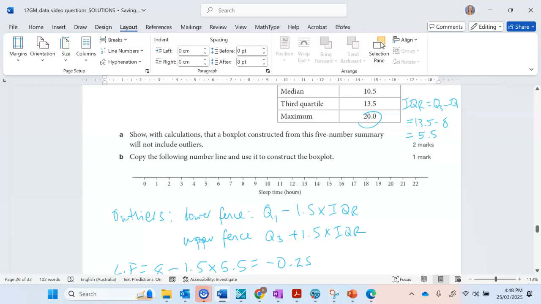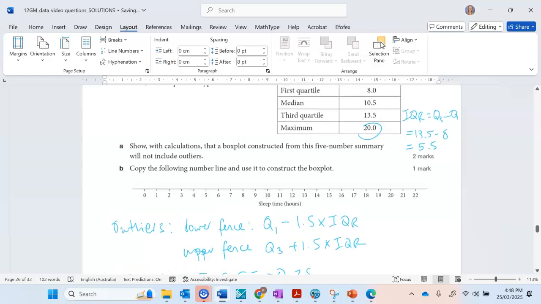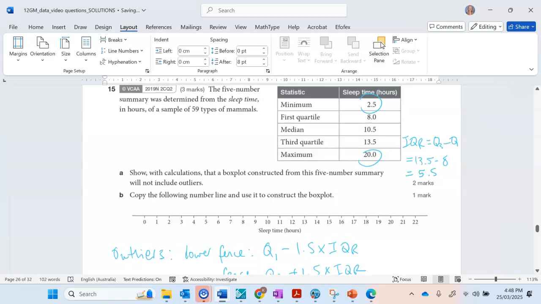Oops, I think there was a few more questions, wasn't there? Copy the following number line and use it to construct a box plot. All right, I'm not going to copy it. I'm just going to draw it straight onto the screen. So there's no outliers. We've got a minimum at 2.5, so I'm going to draw a dot. We have a first quartile at 8, so I'll draw a dot there. Median is 10.5, which is there. Third quartile, 13.5. And then last, the maximum, which is here.